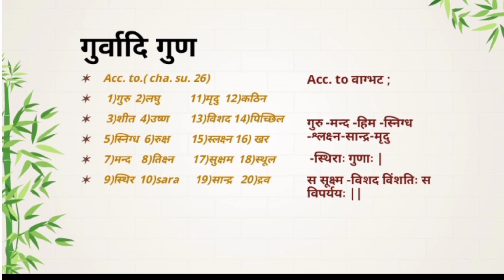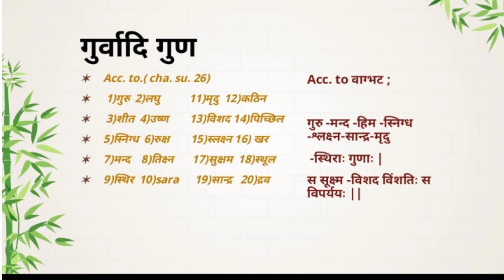Next is the Guruvadhi gunas. First, according to Charaka, according to Vagbhata, according to Sushruta, we have a difference of opinions. Charaka and Vagbhata mentioned 20 gunas only, whereas Sushruta added some more new gunas, and he mentioned 23 gunas. So what are the gunas mentioned by the different authors?